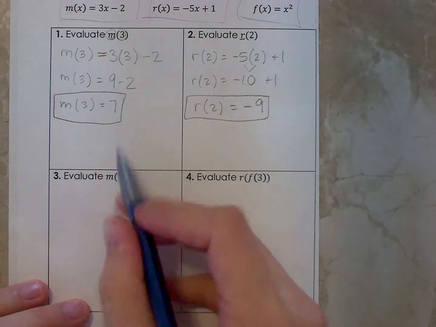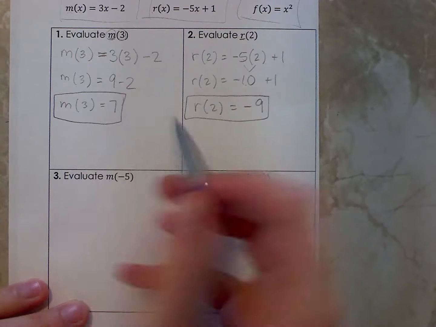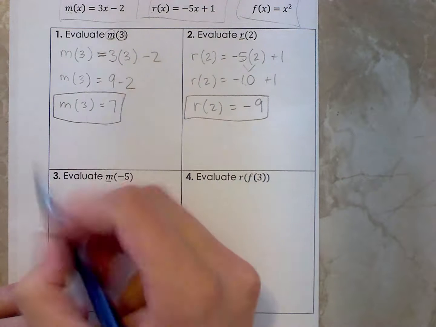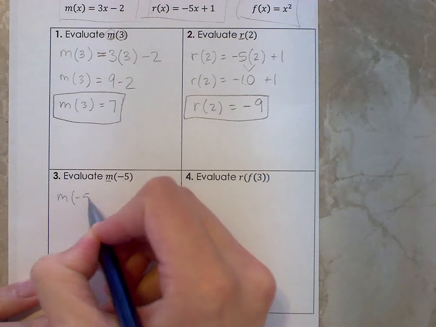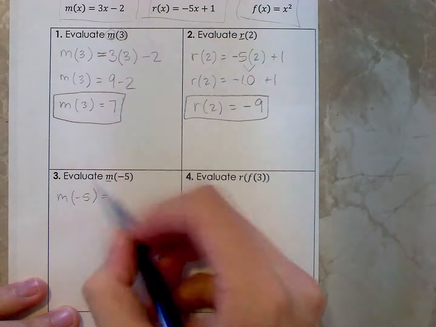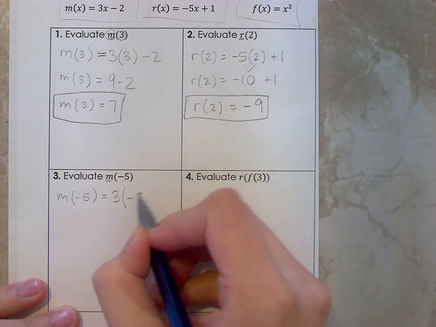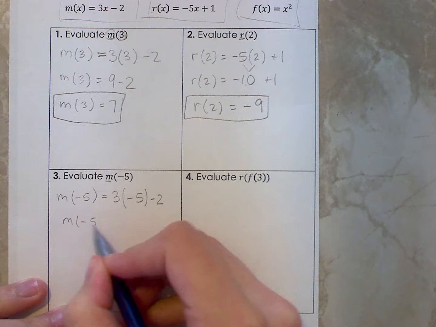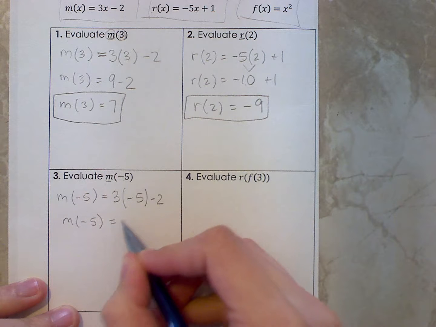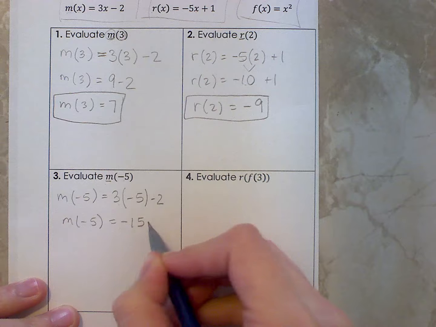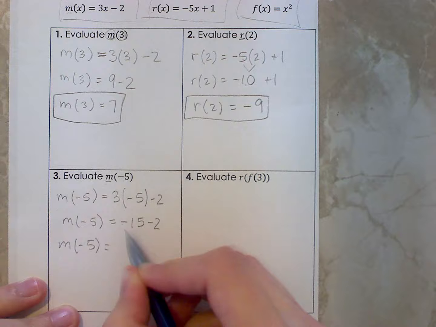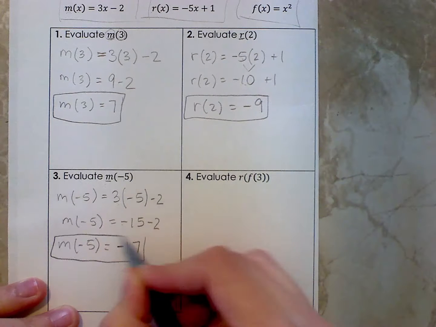Bottom row. Evaluate m of negative 5. So this tells us go and use the m function, get the m machine. And so I'm looking for m of negative 5. So it's 3x minus 2, so it's 3, and instead of x, I'm going to put negative 5, minus 2. Again, multiplication first. 3 times negative 5 is negative 15 minus 2. These are both negative numbers, so I'm going to add and keep the sign. I get negative 17.